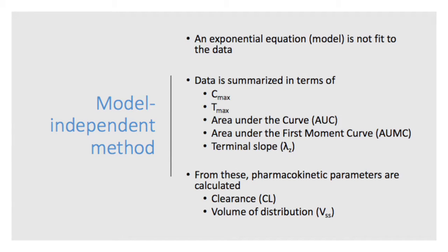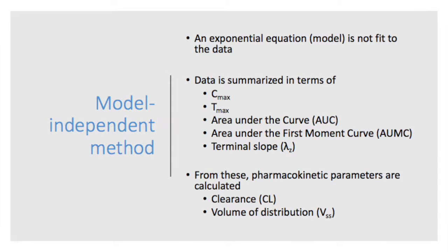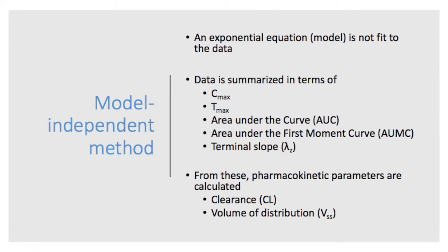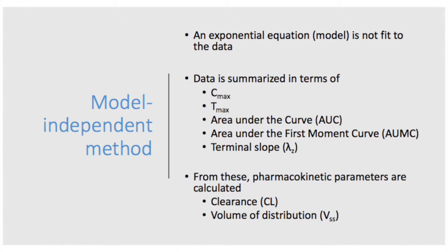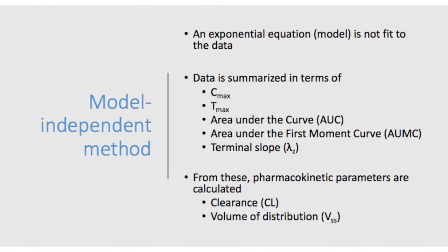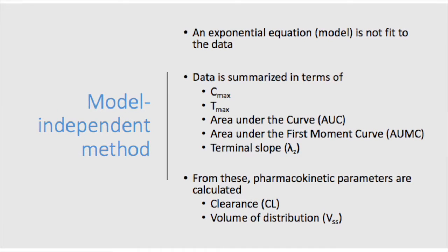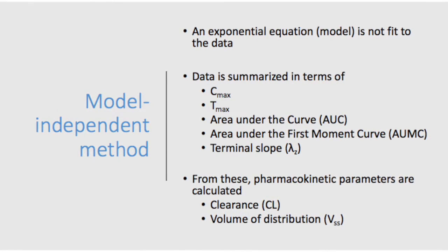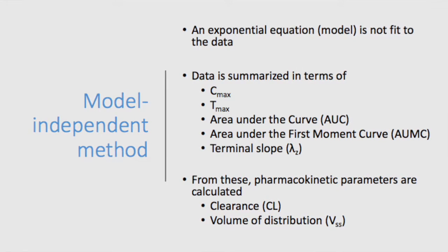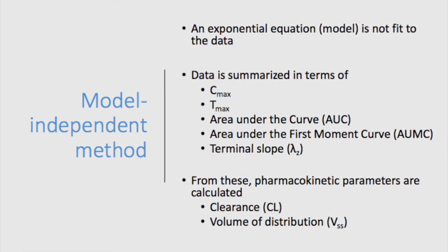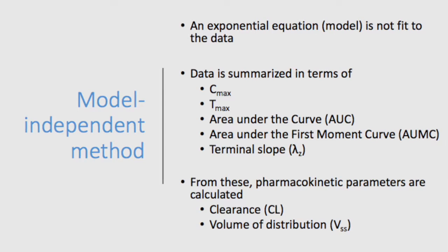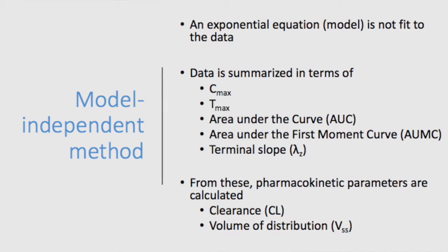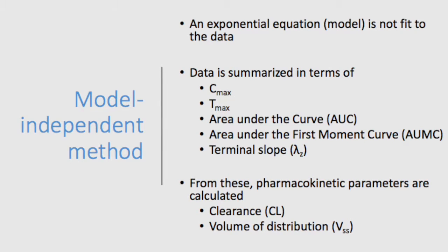Non-compartmental analysis is also called the model-independent approach to analyzing pharmacokinetic data. By model-independent, we mean that a model, which in the case of pharmacokinetics is typically an exponential equation, is not fit to the data. Instead, the data are simply summarized in terms of the maximum plasma drug concentration, which is Cmax, the time at which this maximum concentration occurs after drug administration, or Tmax, the area under the plasma concentration time curve and the area under the first moment curve, and the slope of the terminal portion of the plasma concentration time curve, which is referred to as lambda z in non-compartmental analysis.